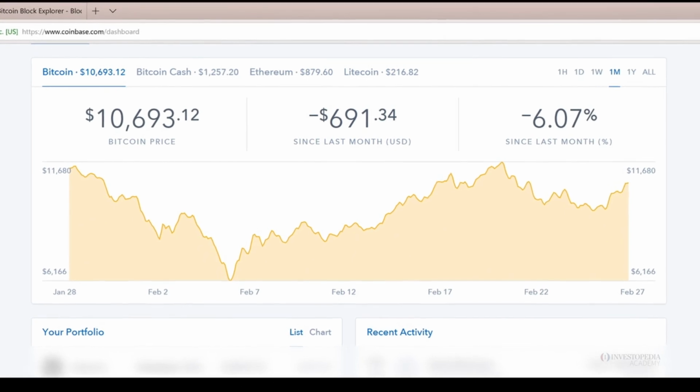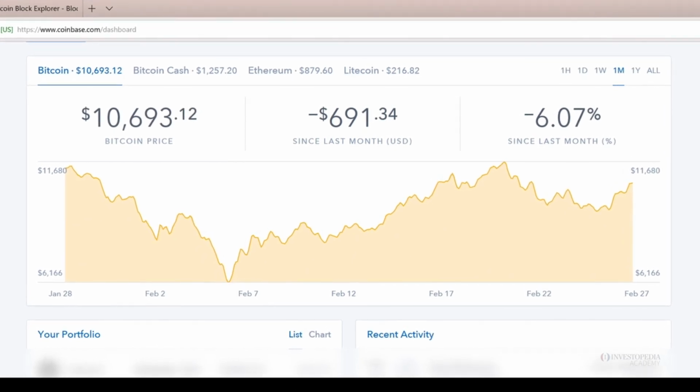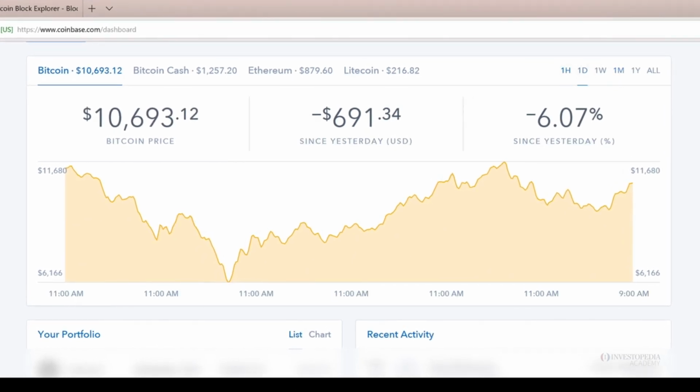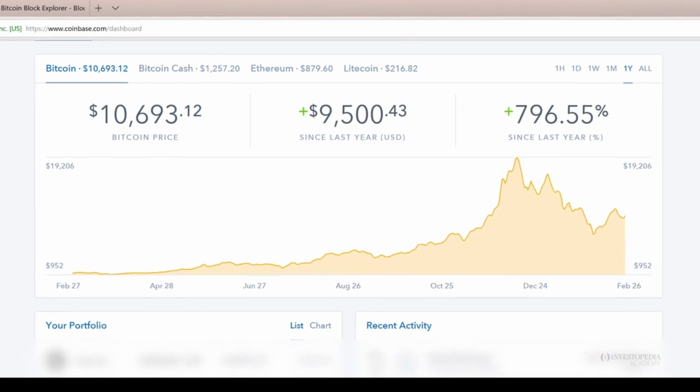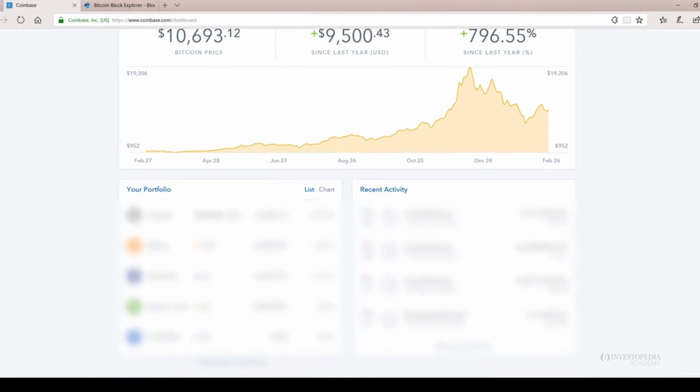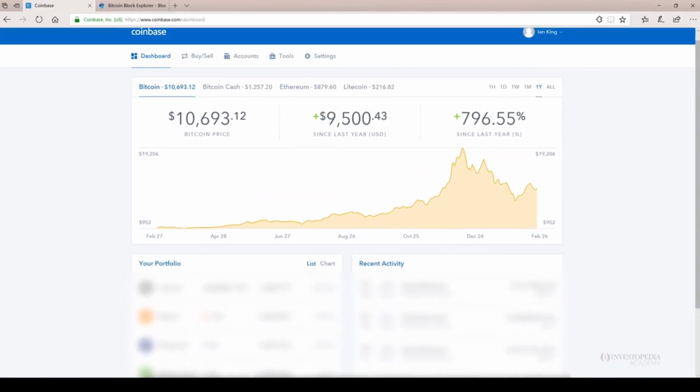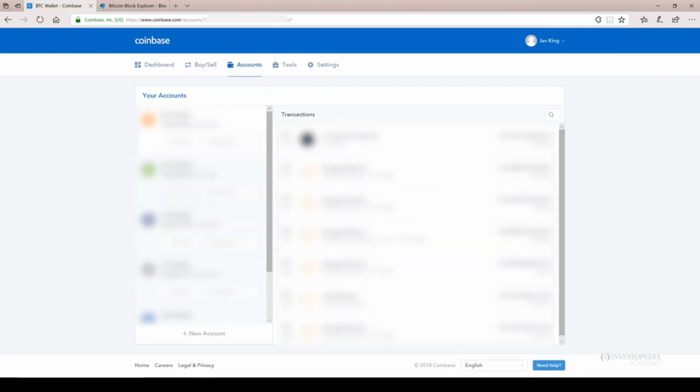There's a pretty interesting chart functionality here where you can switch between different time frames. So you can see how Bitcoin performed in the last year, up $9,500 or 796%. It lays out your portfolio really nicely and also gives you a recent activity. Now, something that might be a little different between Coinbase and stock trading platforms is the Accounts tab. When you click on the Accounts tab, what you have here are wallets.